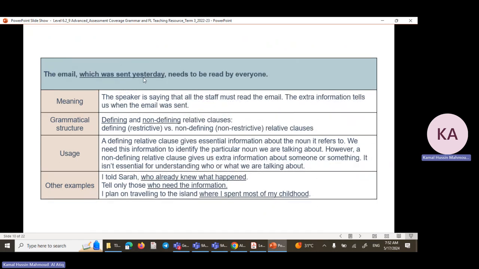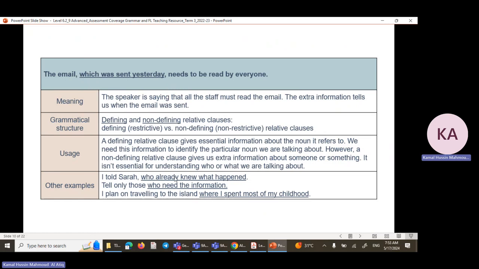The email, which was sent yesterday, this is a non-defining relative clause, because we have a comma here and a comma here. In the non-defining relative clause, we can delete the phrase or clause because it just gives us extra information or more details about the idea. The idea of the sentence: the email needs to be read by everyone. Which was sent yesterday just gives me more information or more details. And with email, we use which because it is not a human being.